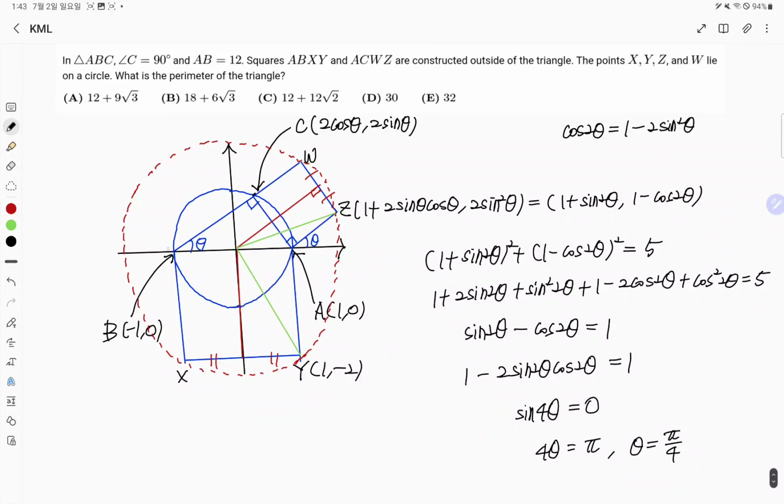So if this triangle is isosceles, because the hypotenuse is 2, and now we can extend the length of hypotenuse to 12. We know now ABC is an isosceles right triangle. So that means the length of each leg is 6 times the square root of 2. So finally, the perimeter of this triangle is 12 plus 12 times the square root of 2.